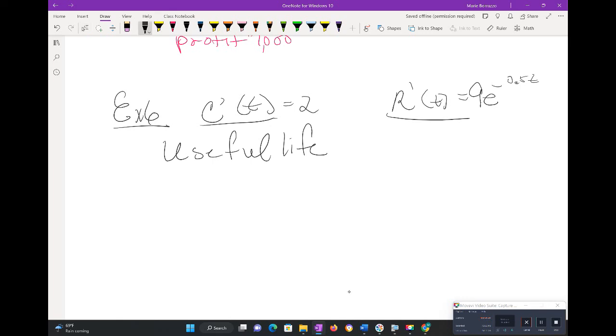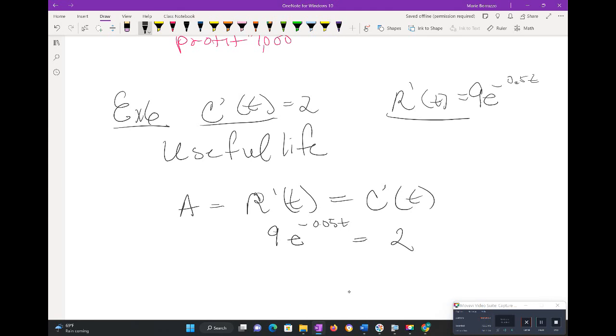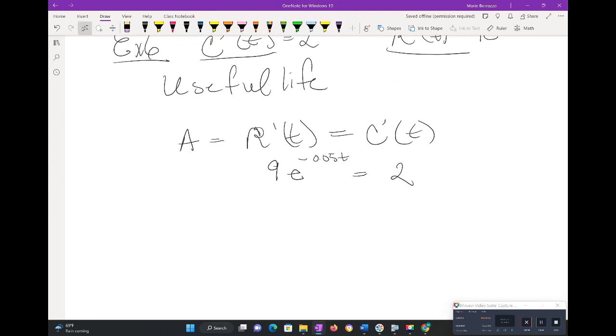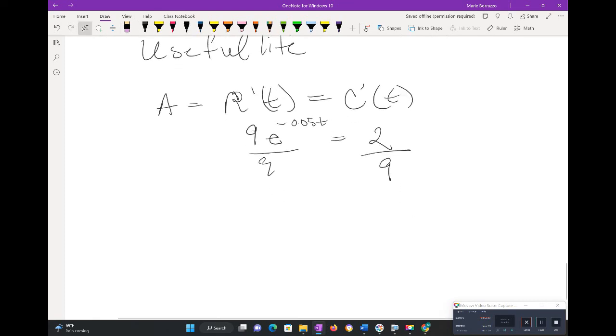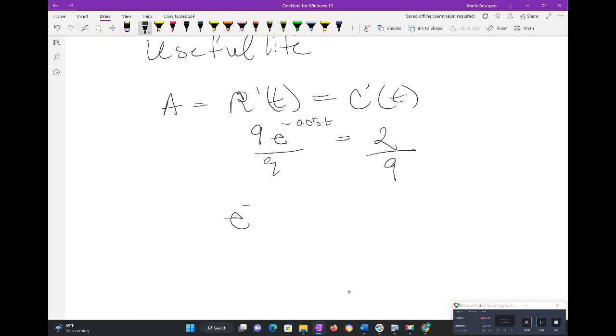So the first thing we would do in part A is set R of t, our first derivative of t, equal to the first derivative of c. So in this case, we would have 9e to the negative 0.05t is equal to 2. First things first, we would obviously divide by 9. So if I divide by 9, step 1, I end up with e raised to the negative 0.05t is equal to 2/9.